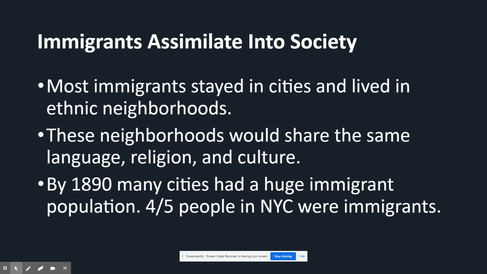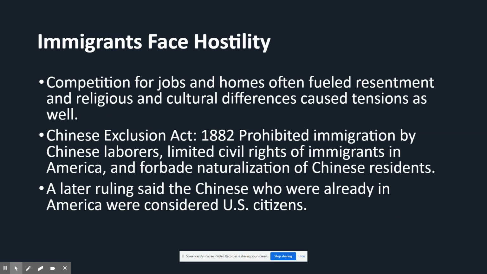By the 1890s, many cities had huge immigrant populations. They say about 4/5, so that's 4 out of every 5, 80% of people in New York City were immigrants. Cities are starting to become overcrowded. Many immigrant families would live in multiple room homes with nothing more than maybe a bedroom, a bathroom, and a kitchen. And that was your living space. So immigrants coming to cities were making these cities a little bit overcrowded.